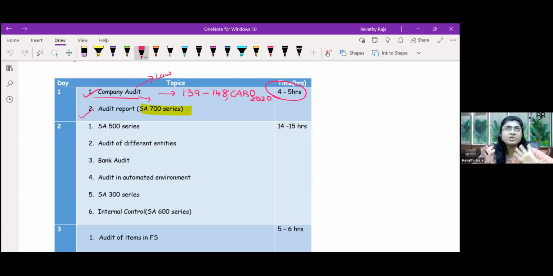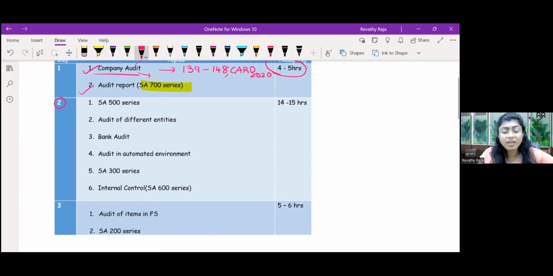You might have prepared chart for company audit, or you might have prepared a list of SAs. You just recall those SAs relating to 700 or chart relating to company audit. That day is over. Now, have a good sleep of 6 hours. Okay, starting with the next day, the day before the examination, and this is the crucial day.